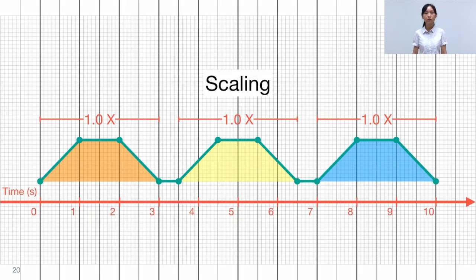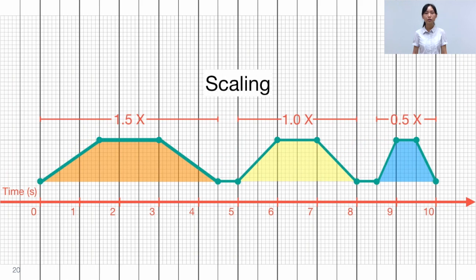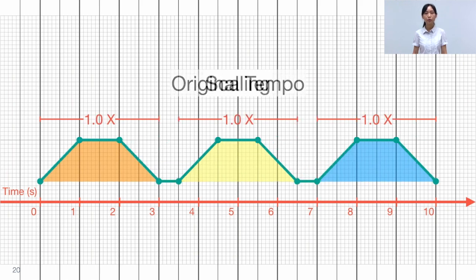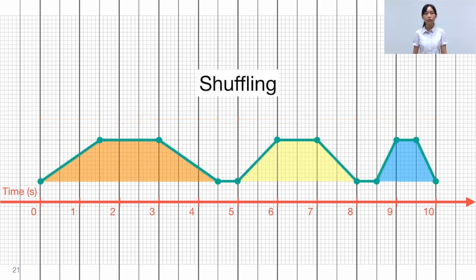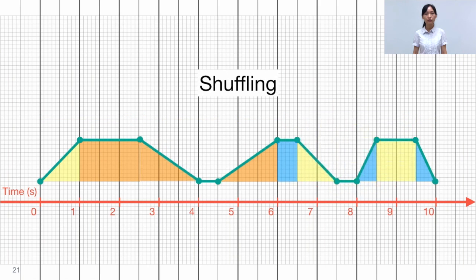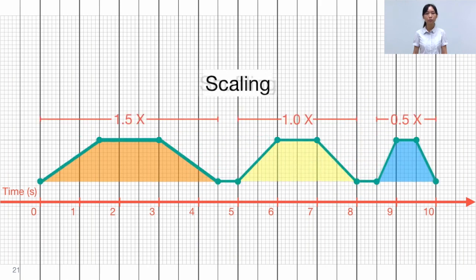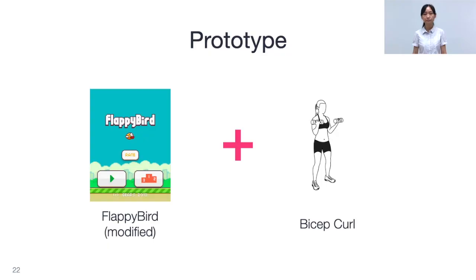Scaling changes the duration of repetitions while maintaining the target tempo ratio within a single repetition. After scaling, shuffling swaps the durations of the same tempo phase across 2 or more scaled repetitions. We add tempo variation in the Flappy Bird game and use bicep curl to control the game as our prototype.